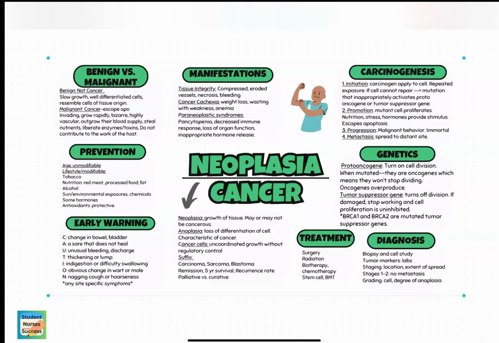Hi, and welcome back to Student Nurses Success, where we're going to cover some basics of neoplasia and cancer today. This is considered part two of our series on cellular injury.